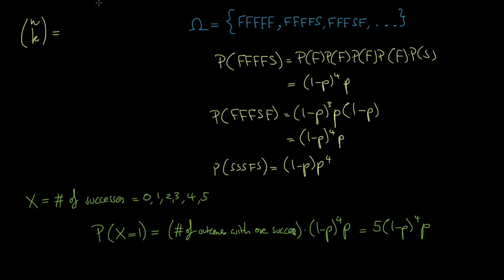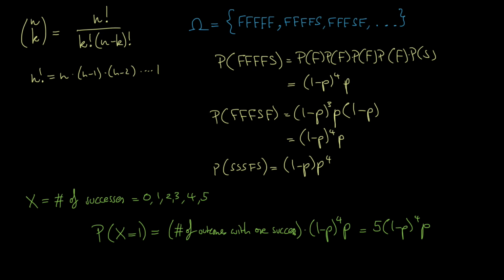And it turns out that there's a formula for this, which is n factorial divided by k factorial times n minus k factorial. And just as a refresher, n factorial just equals n times n minus 1 times n minus 2, all the way to 1. Okay.